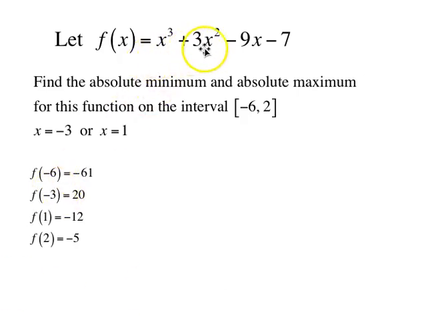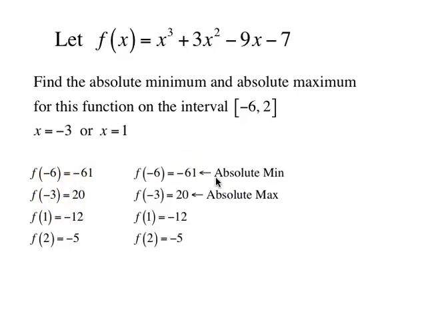Plugging negative 6 into this function using the calculator is certainly a good idea. I get negative 61. Plugging negative 3 into the function, I get 20. Plugging 1 into the function, I get negative 12. Plugging 2 into the function, I get negative 5. Now, the highest of the high is the absolute max. Looks like the absolute max is 20, and that occurs at negative 3. The lowest of the low is negative 61, and that occurs at negative 6.